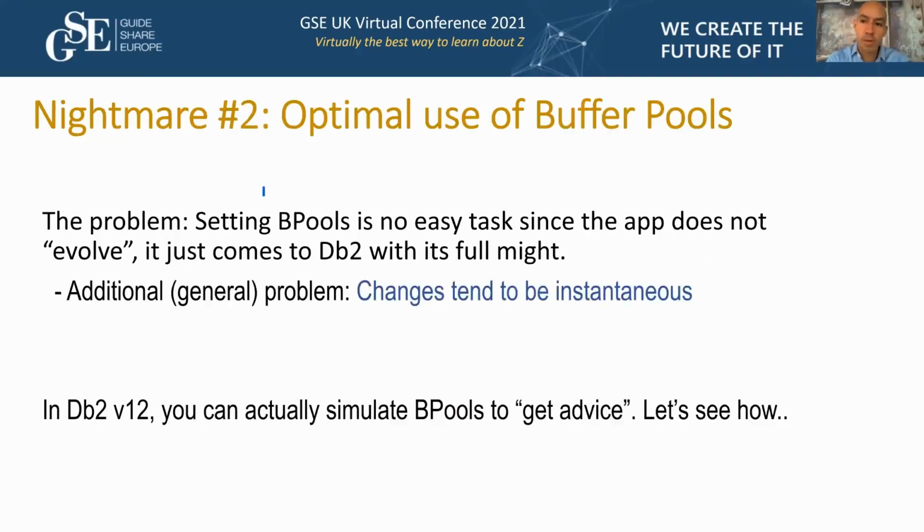Now, another problem is buffer pools. It can be a full-time job. And the problem is, if it was a batch application instead, then I have seen it grow over the last year. And then I know how I can set it over time. And I somehow have a trend, I did capacity planning, all that. In this case, it is not possible. It's a migration. And it just comes to you with its full force.